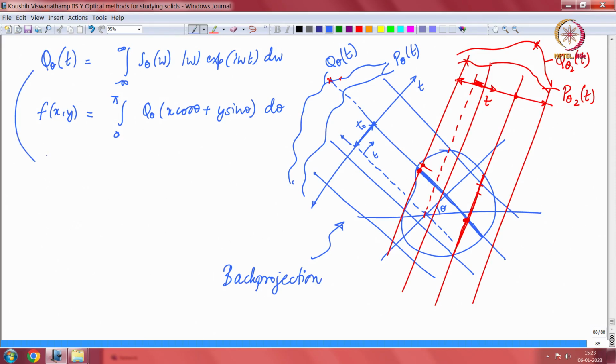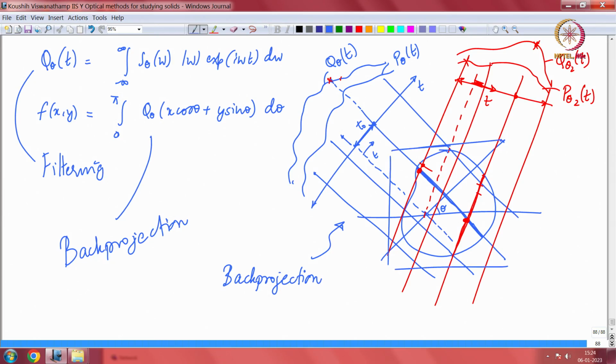So you have a filtering step, this is called a filtering step like we discussed, and this is called a back projection step. Okay. Now you can easily imagine setting this up. If you have a 2D array, again in the interest of time we will not be able to do this for you, but I think this should give you enough information to get started, right.